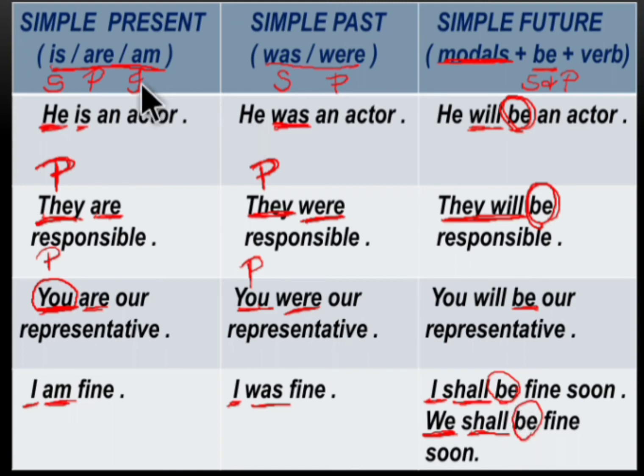Now, the simple present be form of verbs are is, are, am. The simple past be form of verbs are was and were, and the simple future be form of verb is be. The other modal verbs are mandatory for the simple future tense. Here, in simple present, simple past and simple future tense, the be form of verbs are used as main verbs.